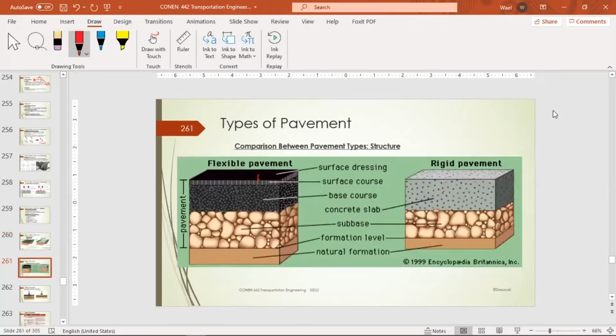That's again a slice into rigid pavement and flexible pavement. As we can see, this is the natural ground. This is the sub base, which is basically crushed stones and stuff like that. Then we have here a concrete layer. Here we have the base layer, and we have the surface course and the surface dressing.